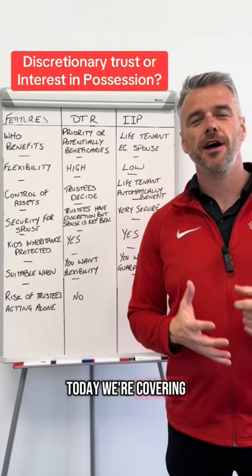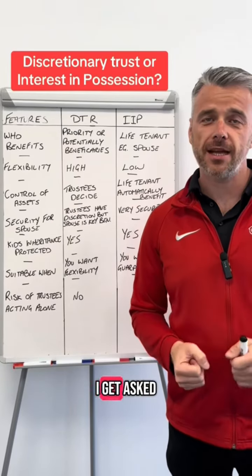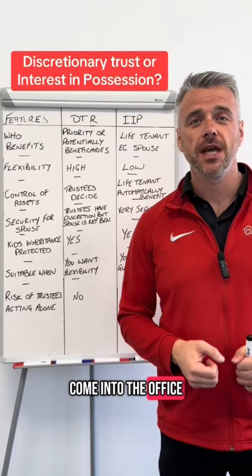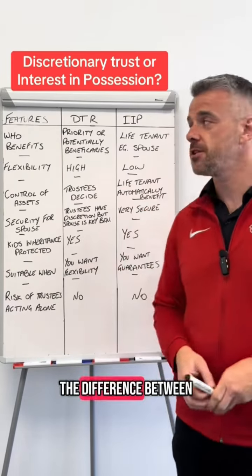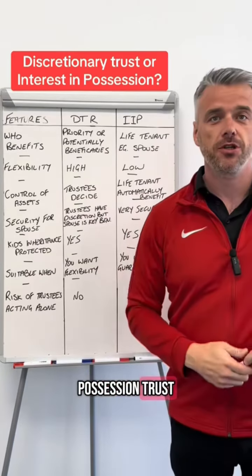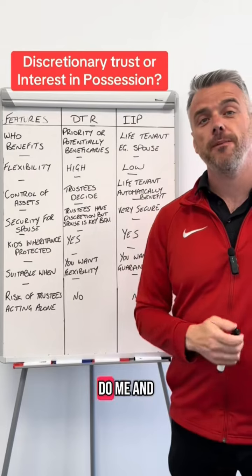Today we're covering a big topic. It's a question I get asked a lot on social media. It's a question I get asked a lot by clients when they come into the office. And the question is, what is the difference between a discretionary trust of residue and an interest in possession trust? And which one do me and my family need?